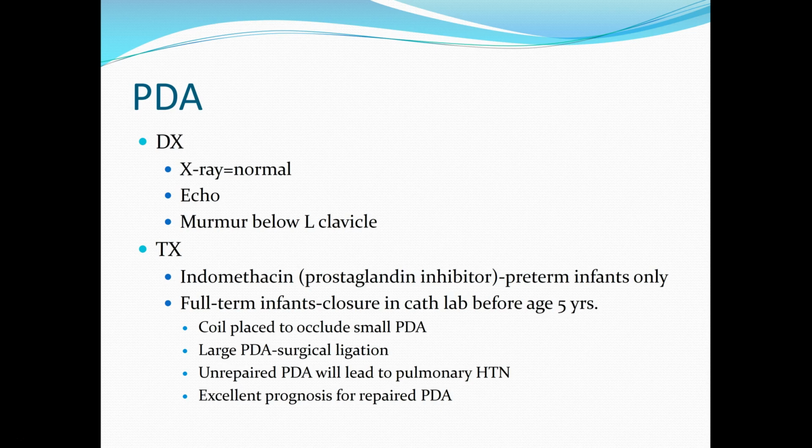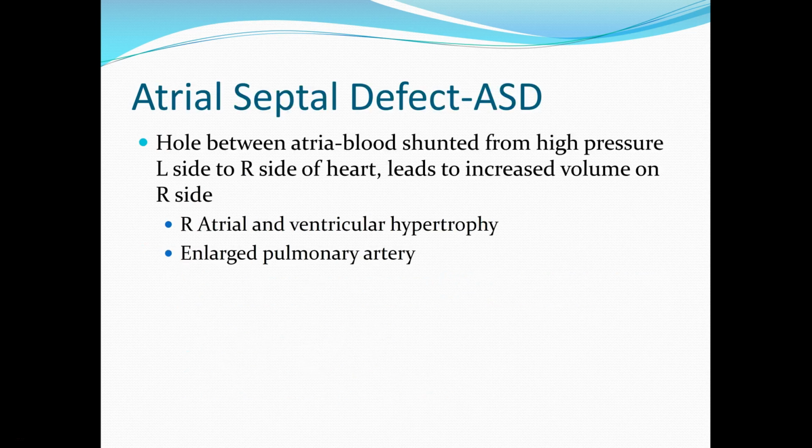So treatment is indomethacin, which is a prostaglandin inhibitor. That's given in preterm infants only. Full-term infants, they will do a closure in the cath lab before age 5 years old. So they may do a coil placed to occlude a small PDA. If it is a large PDA, they're going to do surgical ligation. And an unrepaired PDA will lead to pulmonary hypertension. But if it is repaired properly, there is an excellent prognosis for the repaired PDA.